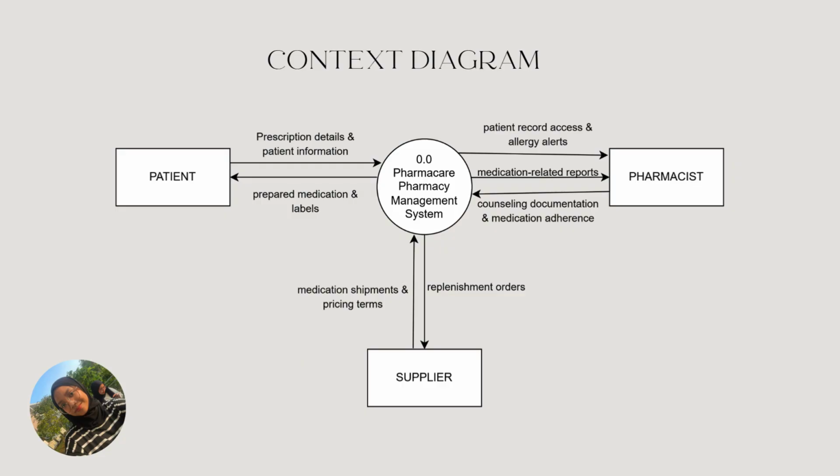First, looking at the patient entity. The patient initiates the system cycle by submitting their prescription details and patient information. Once the system processes this request, it delivers the prepared medication and labels back to the patient.